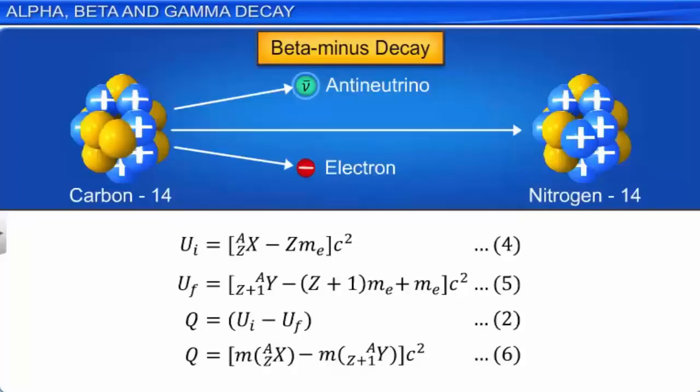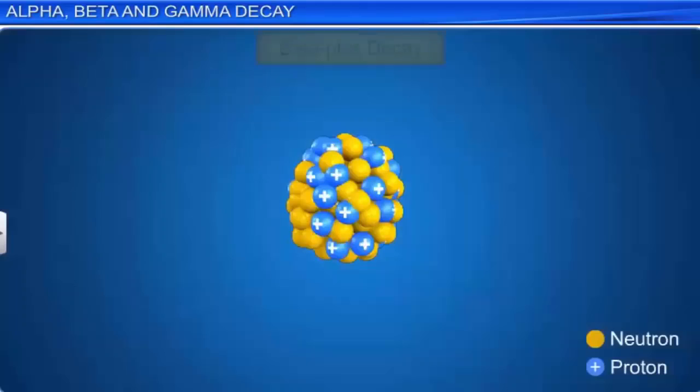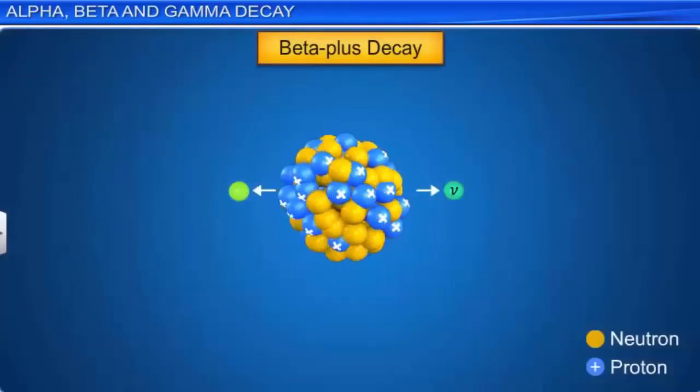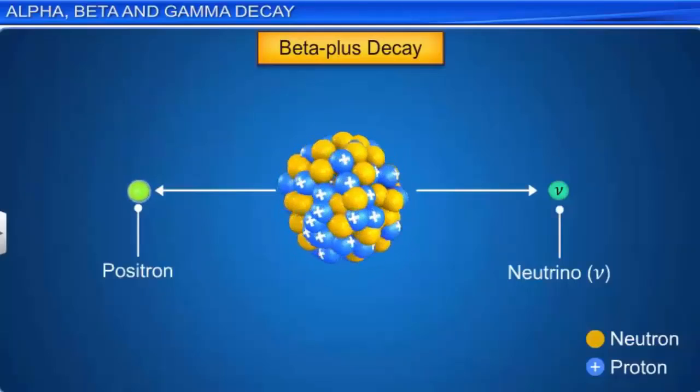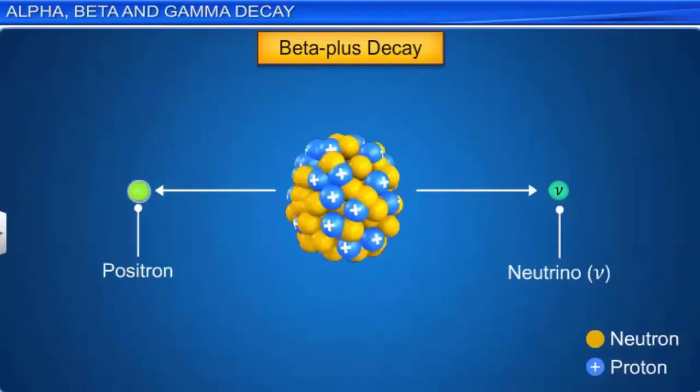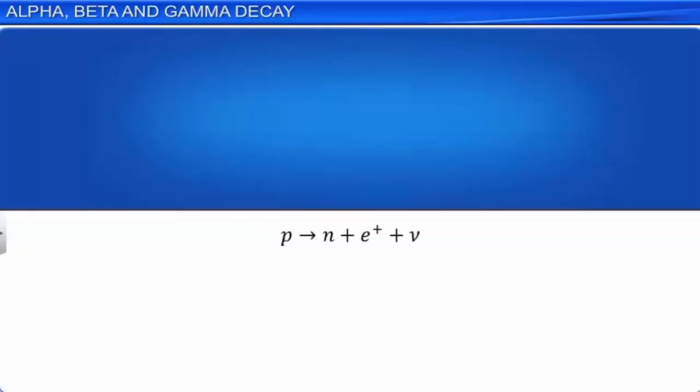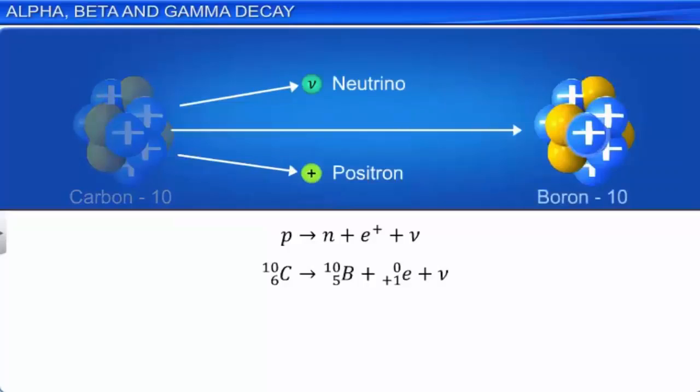Now let us study beta plus decay. The decay in which a positron is emitted is called beta plus decay. In this decay, a neutral, massless particle called a neutrino is also emitted. A neutrino is denoted by nu. For example, when carbon-10 decays into boron-10, it emits a positron and a neutrino. This is called beta plus decay, since the particle emitted is the positron.